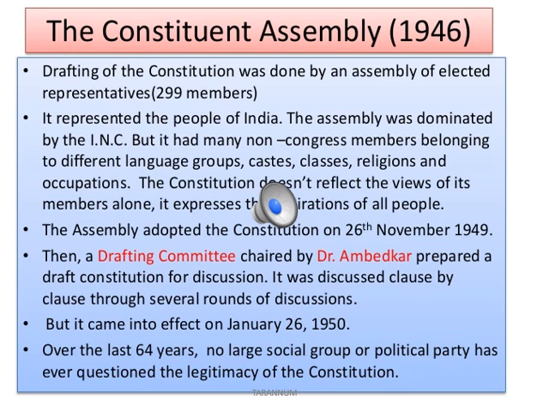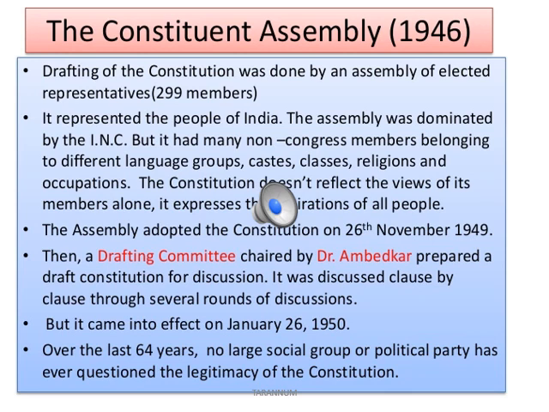The Constituent Assembly is nothing but the people who were involved in making the constitution. The people who were involved in making the constitution were elected by the people through elections, called the Constituent Assembly. It consisted of 299 members who were selected by the people. They worked on it for 2 years, 11 months, and 17 days. And finally, they formed the constitution. They drafted the constitution.